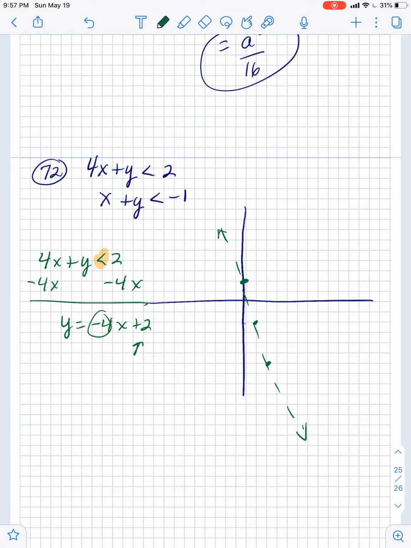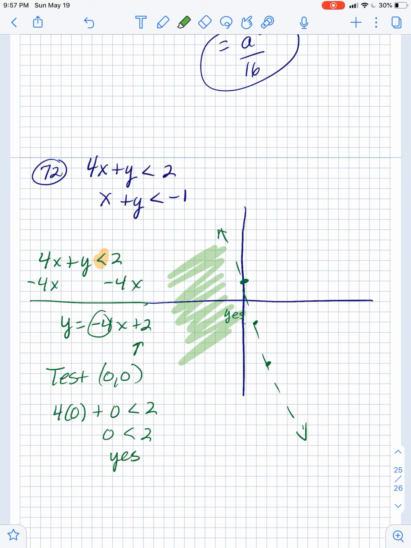Okay, the next thing that we're going to do is we're going to test 0, 0 to see where I need to shade. So 4 times 0 plus 0, so is 0 less than 2? And that's a yes. So that means this is a yes. So I am going to shade then on this side. Okay. So there's my green shading.